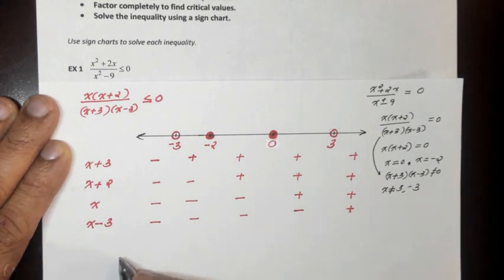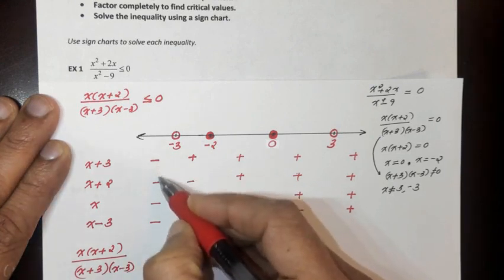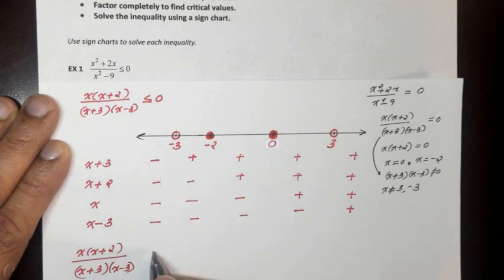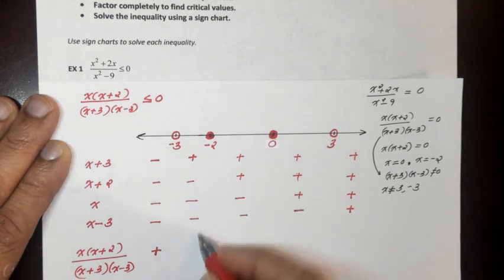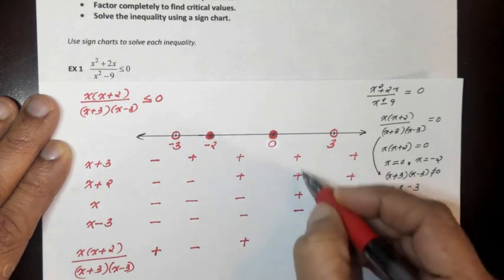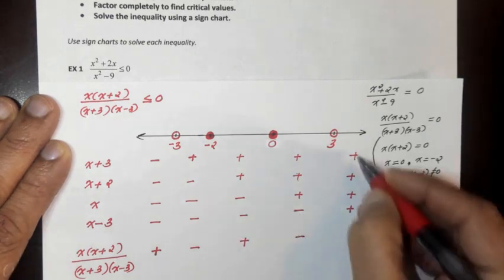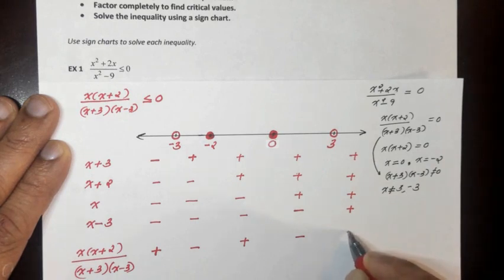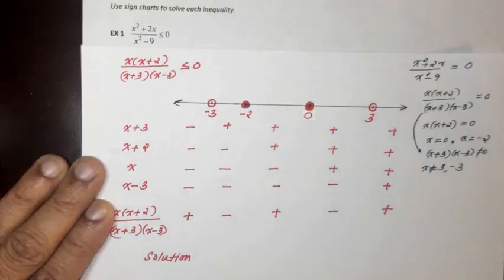Okay, now we need to understand the sign chart for x times x plus 2 divided by x plus 3 multiplied by x minus 3. Four negatives is going to be positive. Positive, negative, negative, negative is going to be negative. Positive, positive, negative, negative is going to be positive again. Positive, positive, positive, negative will be negative, and finally all of them positive is going to be positive.